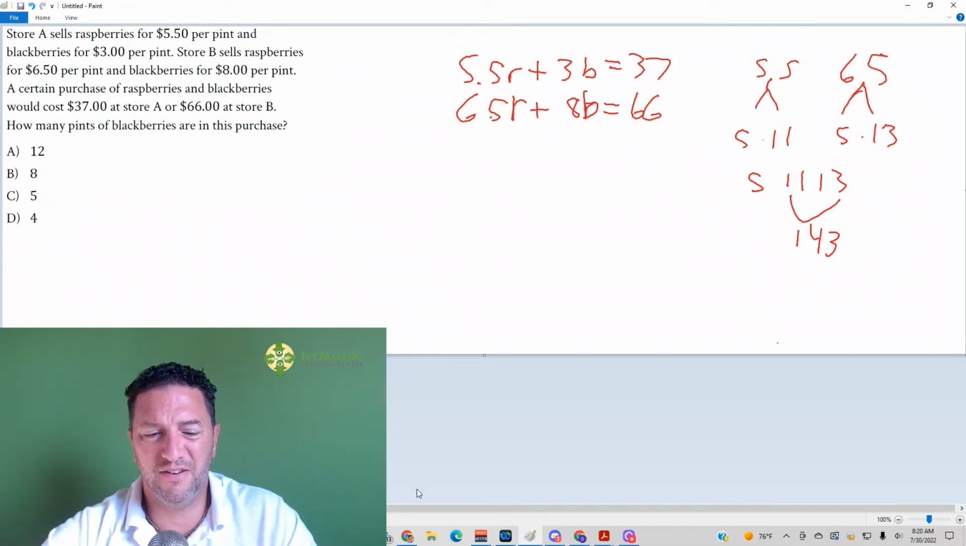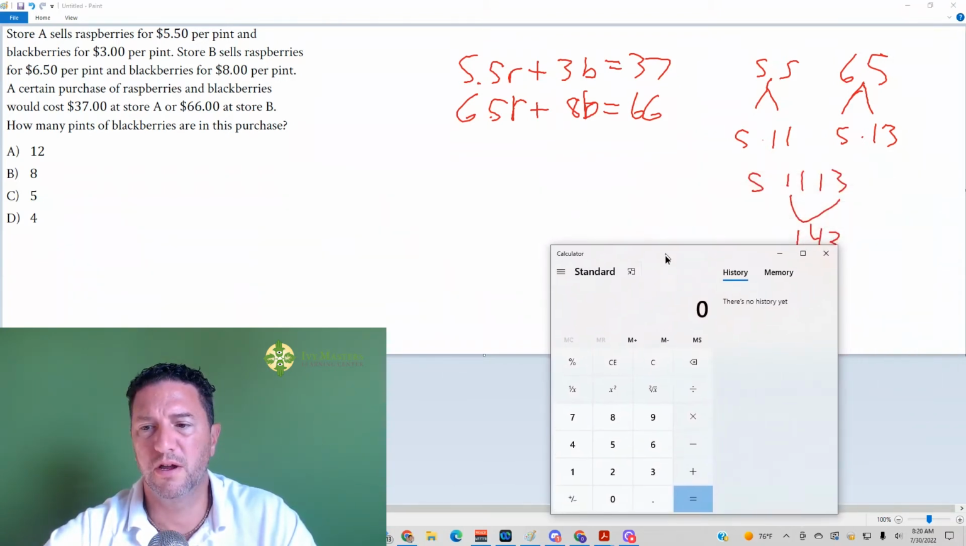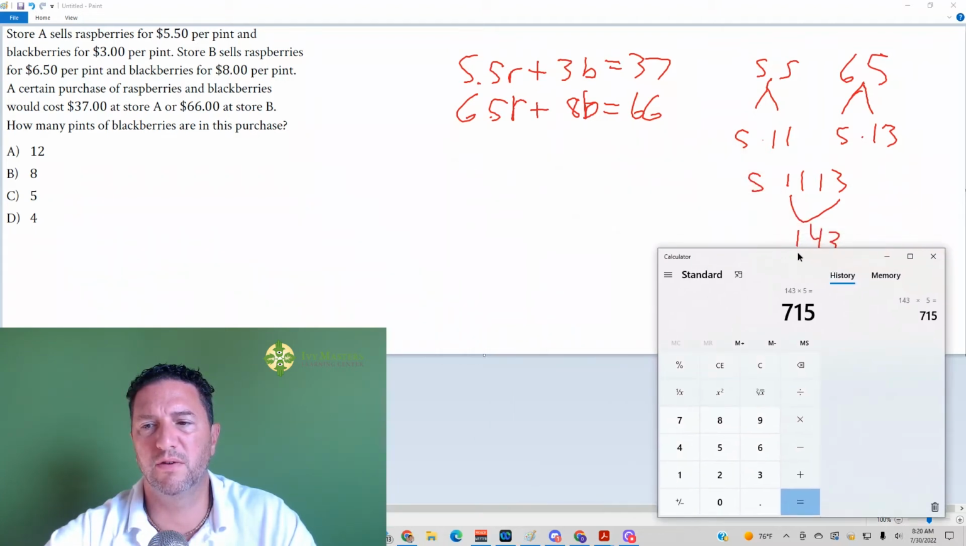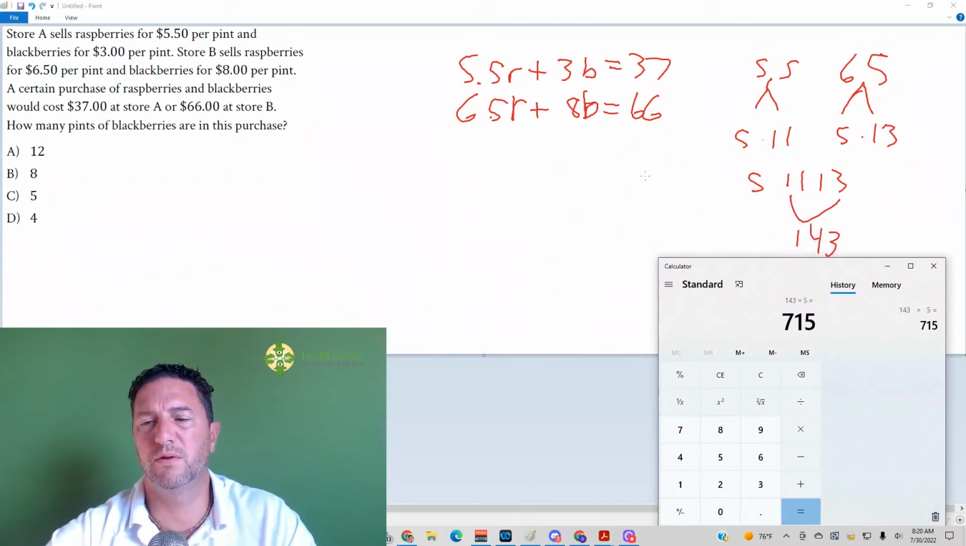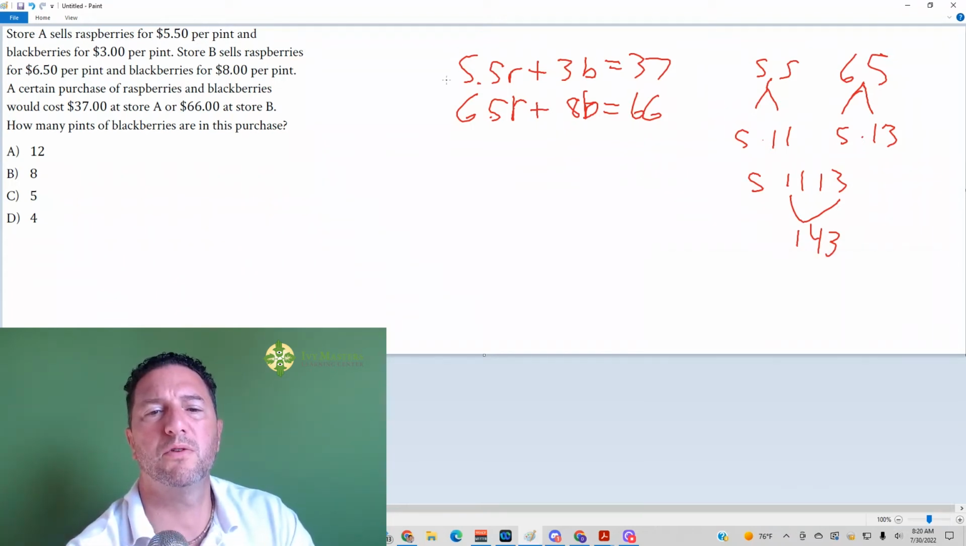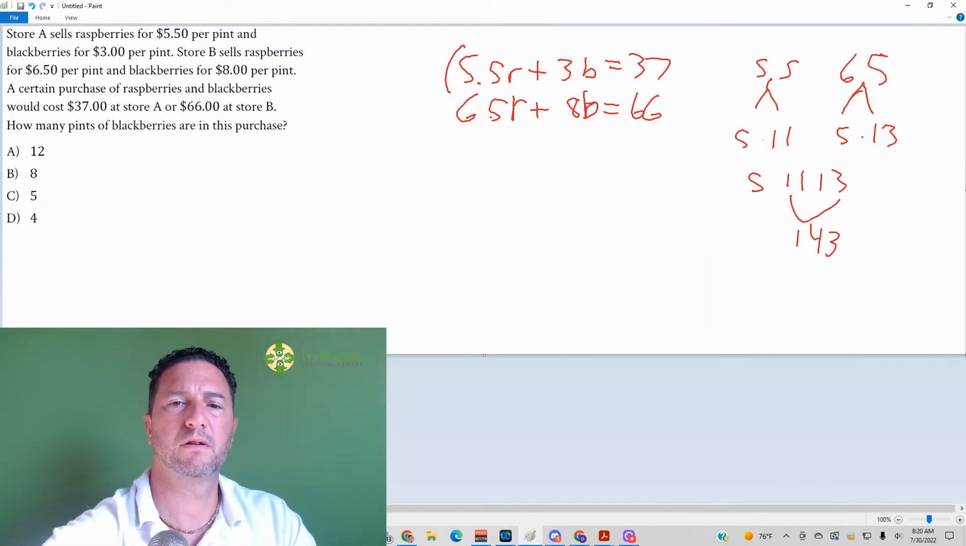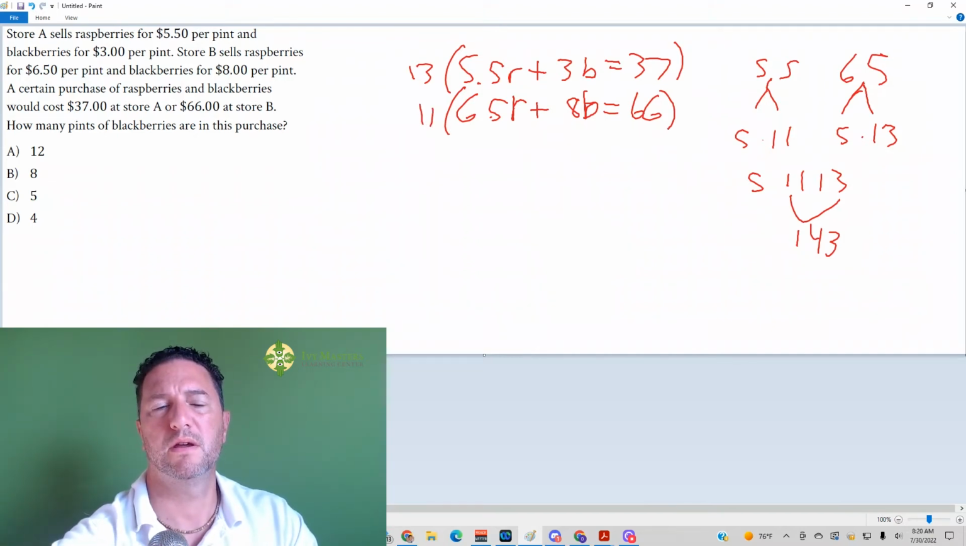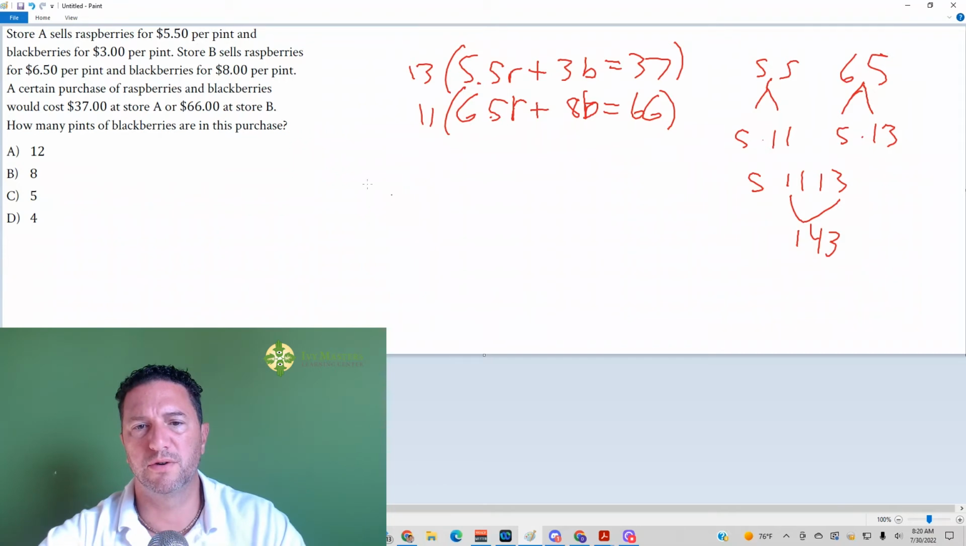The entire SAT math is with calculator. So I'm going to pull up my handy dandy high-tech calculator over here, and I'm going to do 143 times 5. And we get 715. And now, what do we got to do here? We've got to multiply this by 13, and we've got to multiply this by 11. And that's going to give us a result, in which case we're going to be set up to eliminate.